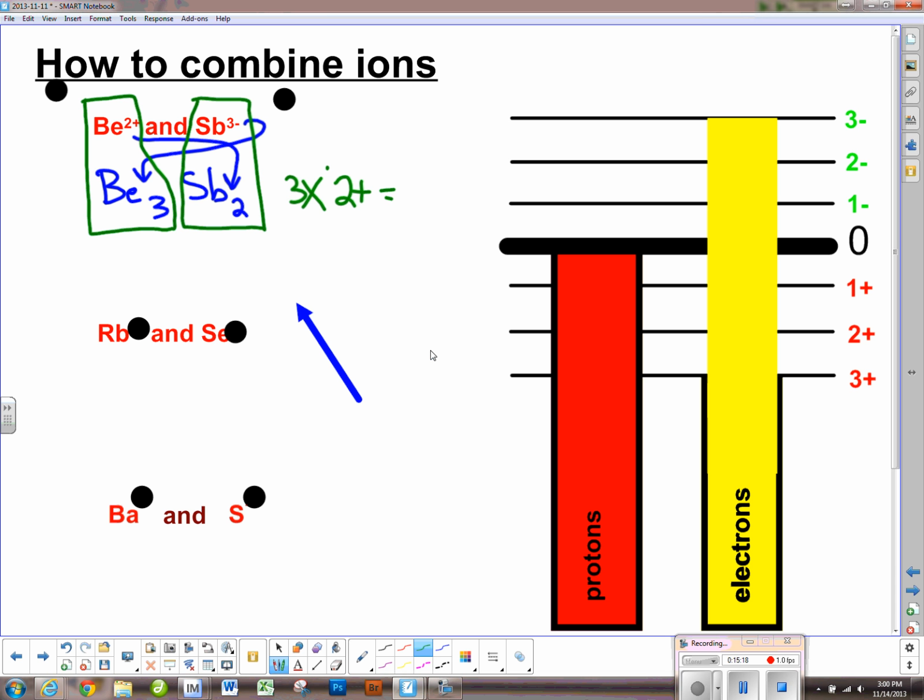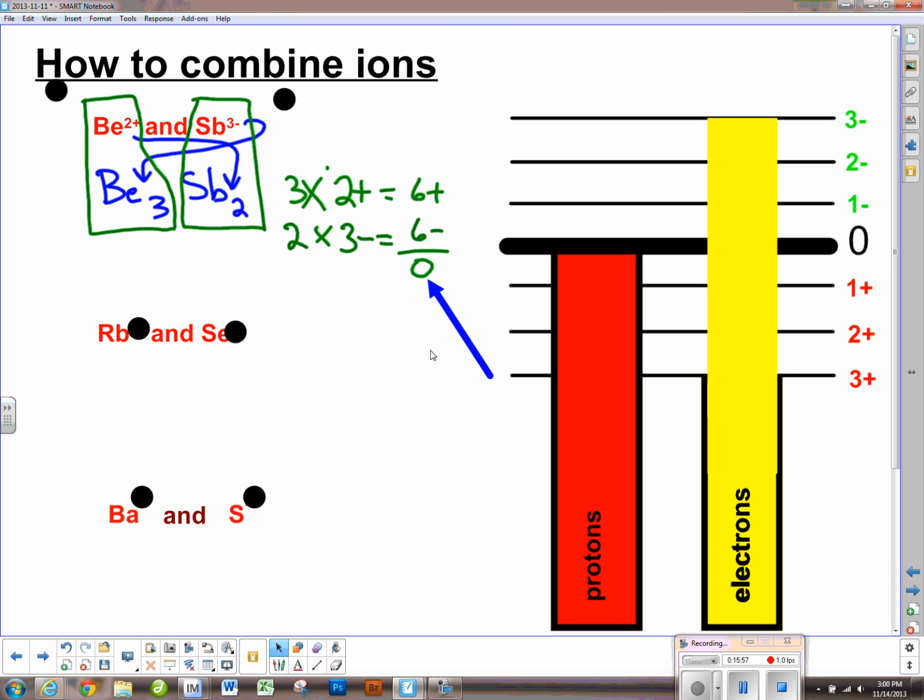6 plus. All right. Now, how many antimonies do we have? 2. Times, what's the charge on the ion? 3 minus. And that's going to be 6 minus. And this is what we have to always get, net zero. Just like the internet provider. Net zero. So, are they good? Net zero? Anybody have net zero? No? Anyway, so this is what you're always after.